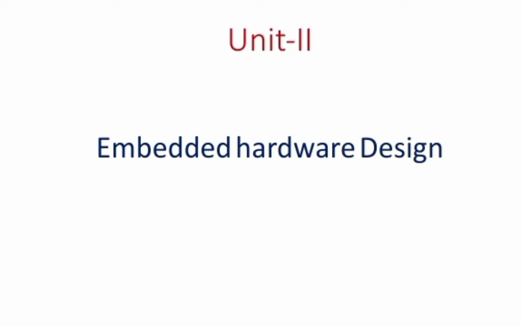Hi viewers, today we will start the second unit of embedded system. The name of the second unit is embedded hardware design. The embedded system is the combination of special purpose hardware and software. Software means firmware. The hardware of embedded system is built around analog electronic components and circuits.